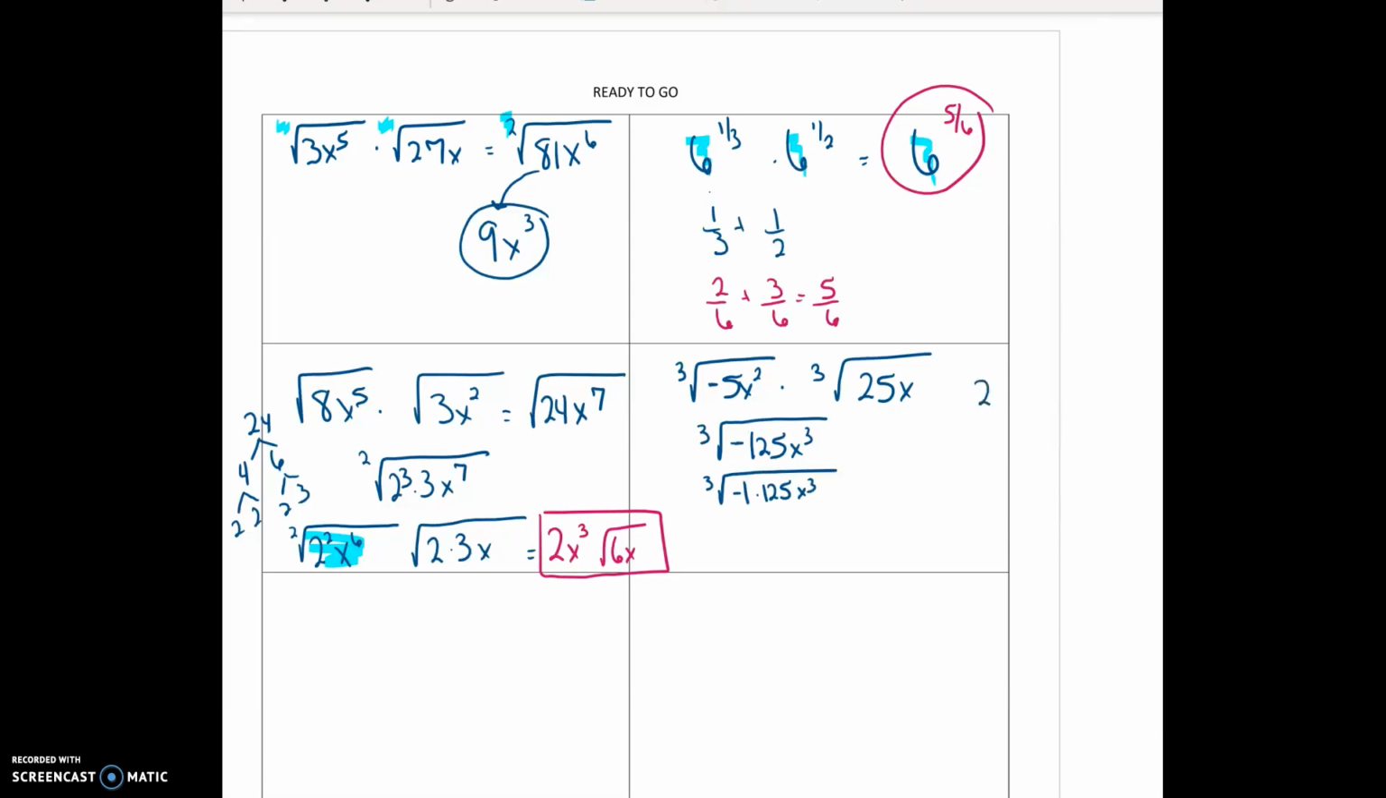But if you want to make a factor tree for 125, first I'll break it into 25 and 5. 25 can be broken into 5 and 5, and now I'll rewrite it like this. So negative 1, 5 to the 3rd, x to the 3rd, and everything is perfect. Remember, negative 1 always has a perfect cube root. It's negative 1, and then 5 will come out, and x will come out, and then I'll just clean it up to be negative 5x. All right, so there is that problem.